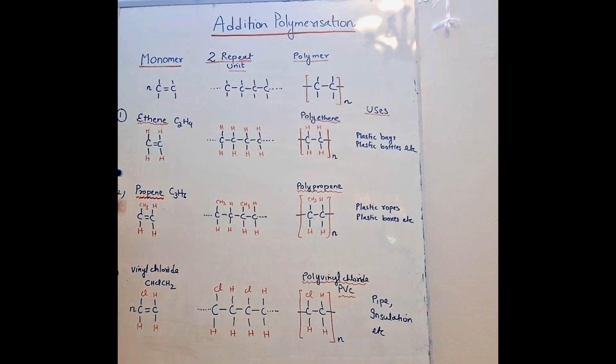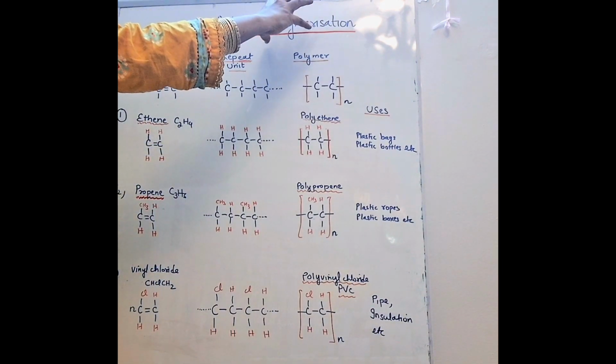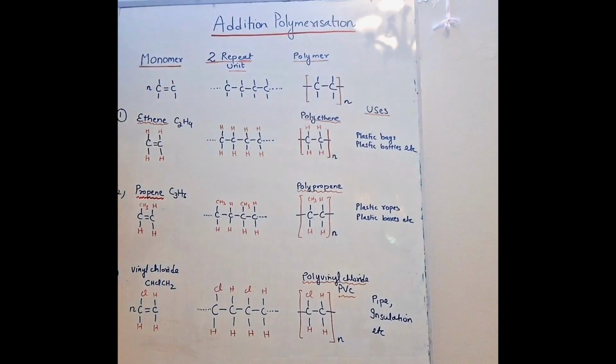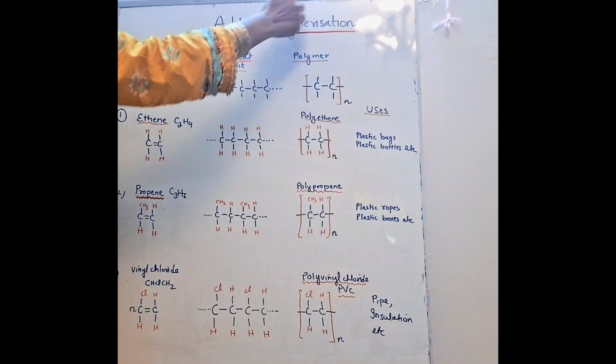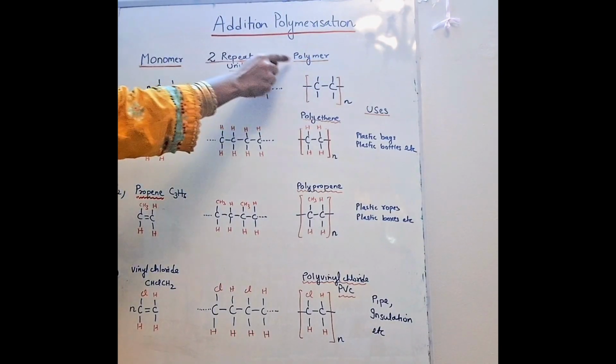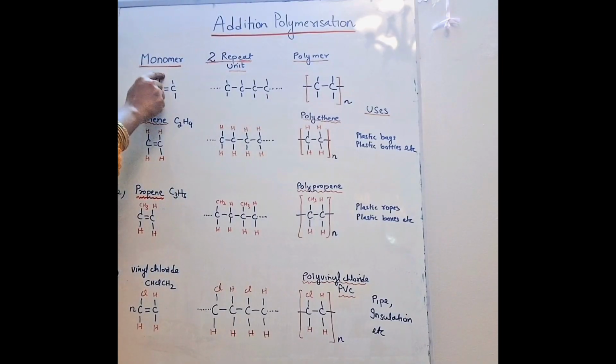Now, in this polymerization, we need to understand how the addition polymerization reaction takes place. In order to understand polymerization, we need to know two things: one is the monomer and one is the polymer. Monomer is what? That from which polymer will be made. Now, it is very interesting.